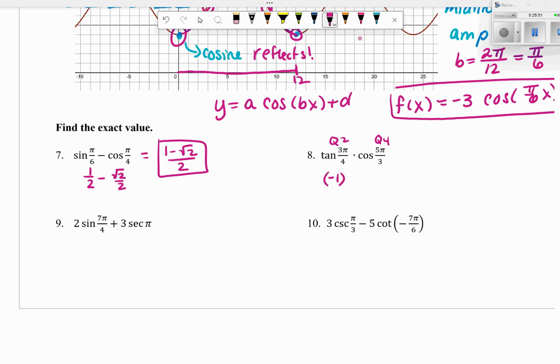And then cosine of 5 pi over 3 is the x-coordinate in quadrant 4. So again, remember that means you are down here. For 3 pi over 4, we were up here. So then the cosine means we have 1/2. So this is times 1/2. So then -1 times 1/2 is just equal to -1/2.